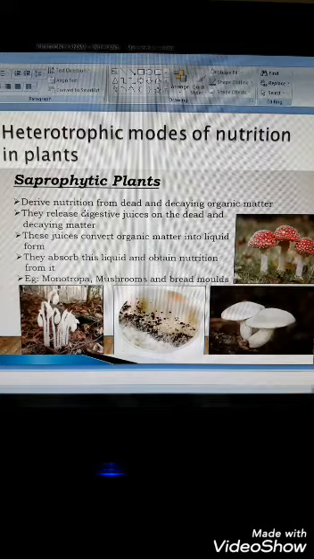Then they release digestive juices on the dead and decaying matter. These juices convert organic matter into liquid form. Then they absorb this liquid and obtain nutrition from it. The other examples of saprophytic plants are monotropa, mushrooms and bread molds. So this is all about the saprophytic nutrition and plants.